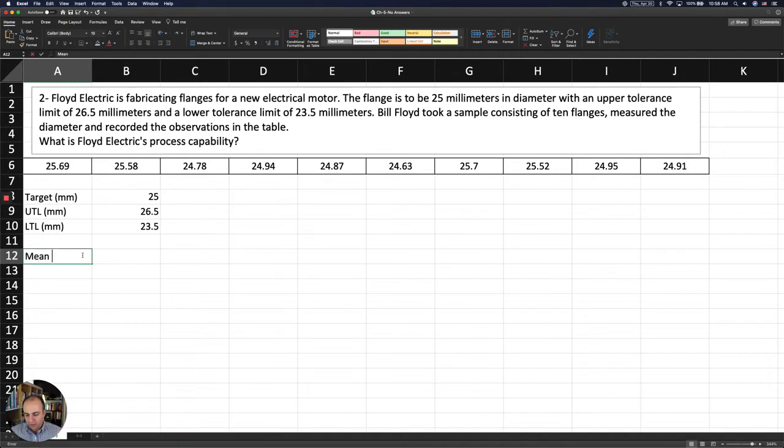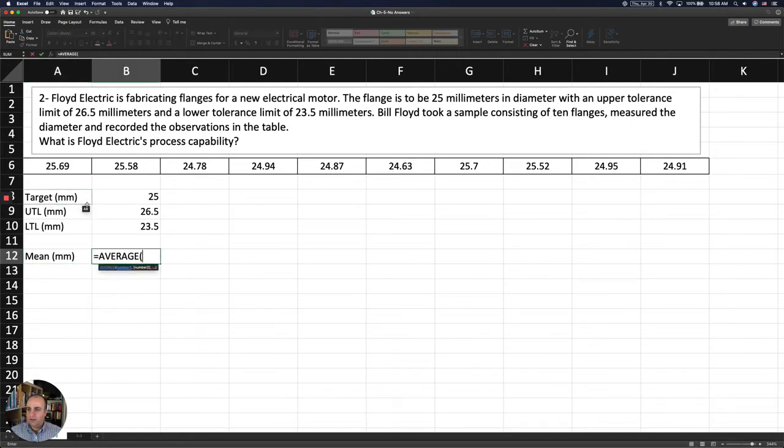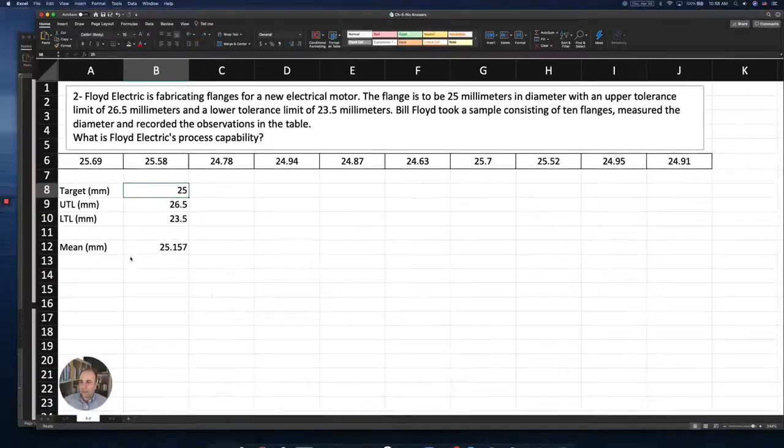Okay, so the mean of my process in millimeters would be the average of all these values. I go ahead and calculate the average of all these values and see that it is 25.157. I see that it is not on target, so my process mean is a little off target. I need to keep this in mind while I'm using the formula for process capability.